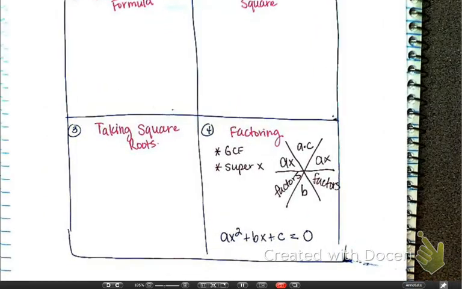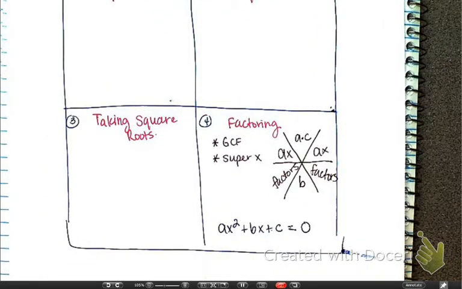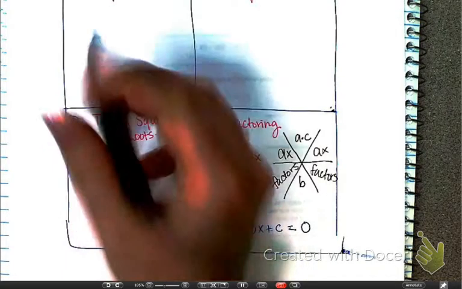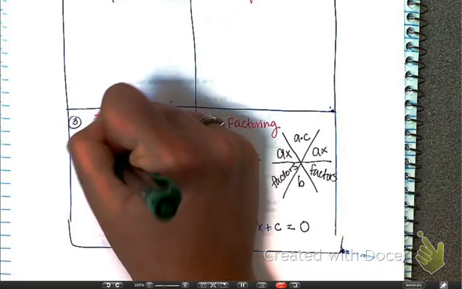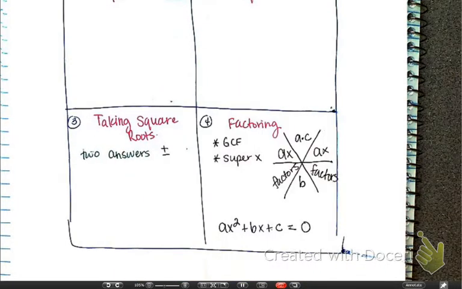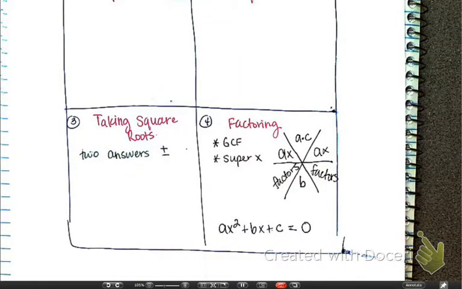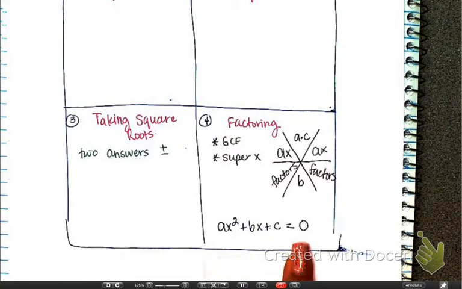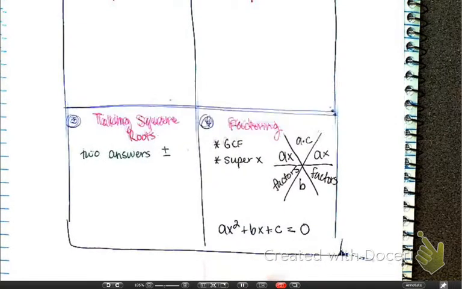Taking square roots. Okay, anything important about taking square roots? Always have 2 answers. You have 2 answers. Remember, you need a plus minus. Standard form. Like it's going to be written like this for taking square roots.